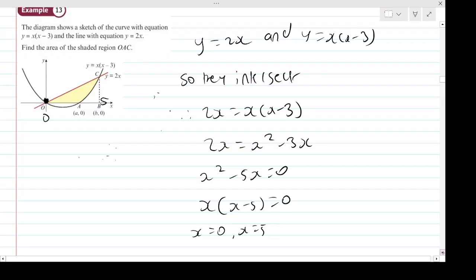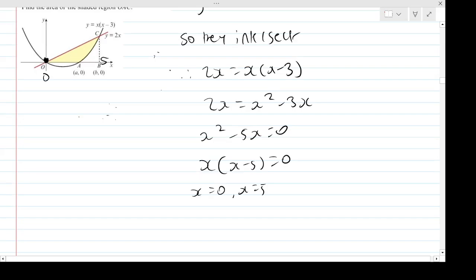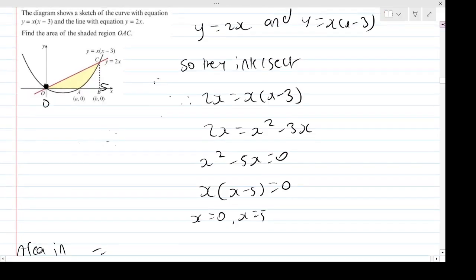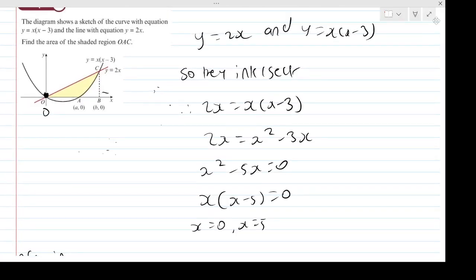So again, I want the area in yellow. So we're going to find that. Well, we obviously can't do it directly, but what we can do is consider the area under the line that is on top of the curve. So we can consider the area under the line first, right?